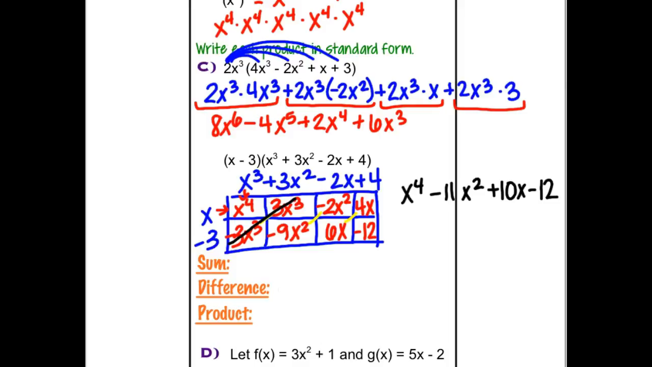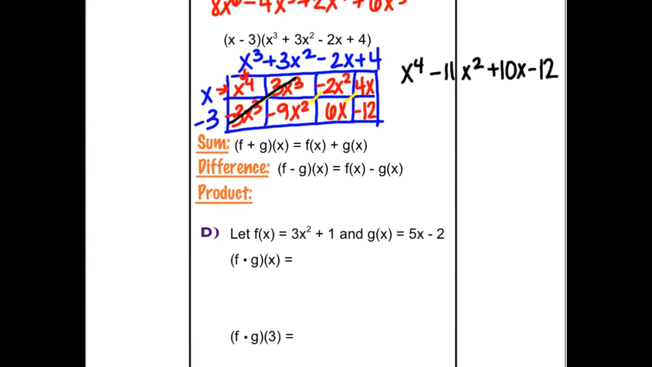All right, so now that we've got that answer, just as a refresher from yesterday, if we have the sum of f plus g of x, it means f of x plus g of x. If it's f minus g of x, it's f of x minus g of x. When we start talking product now, remember product means multiply, f times g of x means f of x times g of x. It might also be written just with f and g right next to each other instead of separating them with the dot.